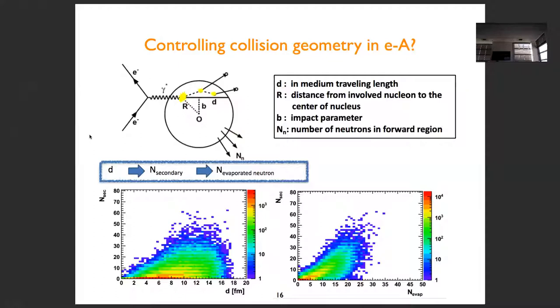So this is what Thomas, I guess, is saying. The more violent the collision, the more of them you knock out, more of the spectator. So the more central the collision, the more evaporated neutrons. That's rough language. What Yuri means by spectators is not the evaporated neutrons. It's the rest.